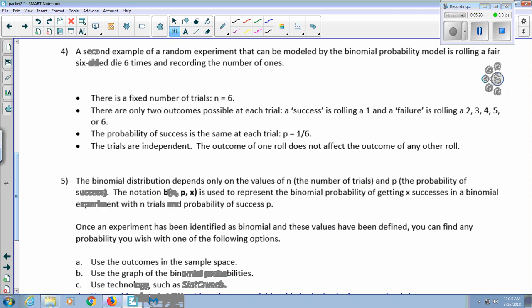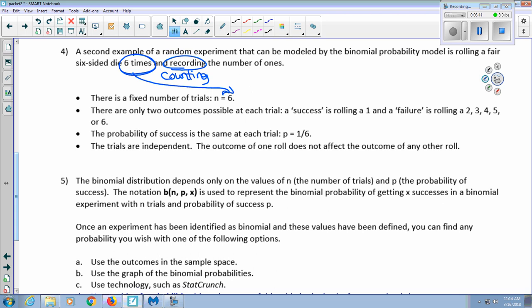A second example that also fits the binomial model is rolling a fair die and recording the number of ones. Recording the number of ones is basically counting the number of times you roll a 1. That counting up of something is what's going to signal that we need the binomial model. Now let's see if it fits. We roll a fair 6-sided die 6 times. So 6 times, that's our fixed number of trials.